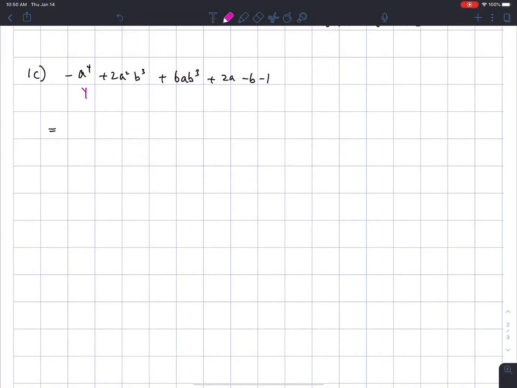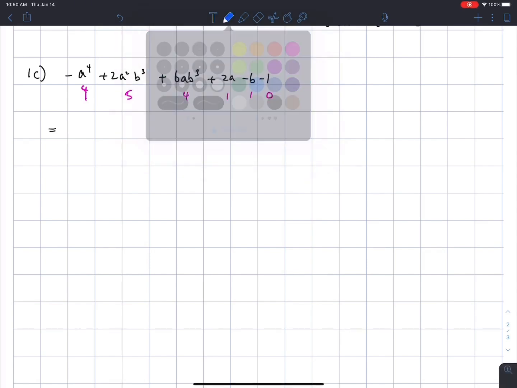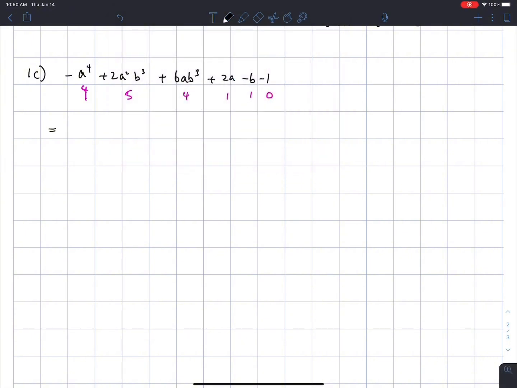The first term has a degree of 4. Second term has a degree of 5. You just add the variable exponent. Third term has a degree of 4. It will be a to the power of 1 times b to the power of 3. So 1 plus 3 is 4. This is just 2a to the power of 1. So the variable exponent is just 1. Same with b. And negative 1 has no variable. So we have 2a squared b3 going first.